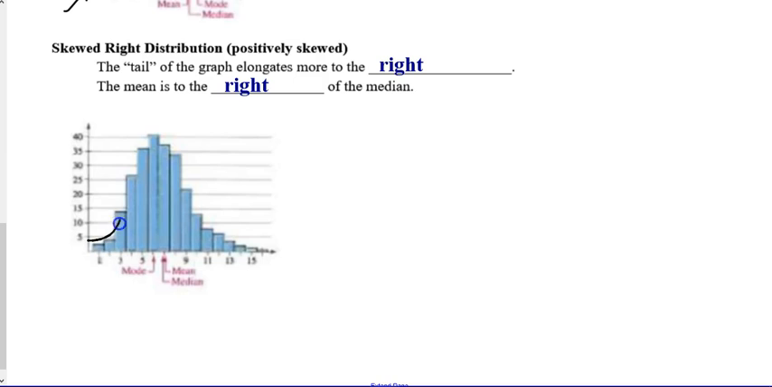On this one, most of our data is right here. We have some positive data pulling the average up. It's right of the median. It's increasing the average. And therefore it is skewed right.